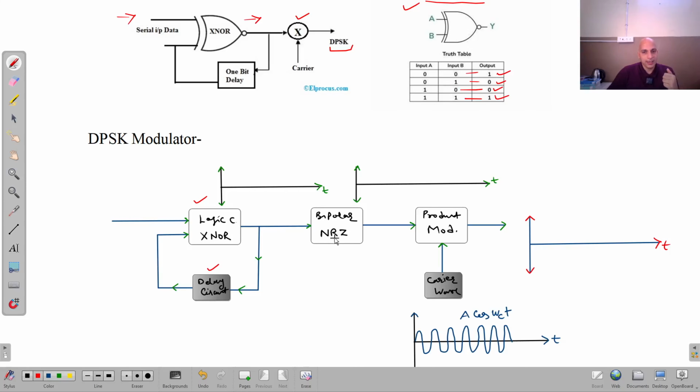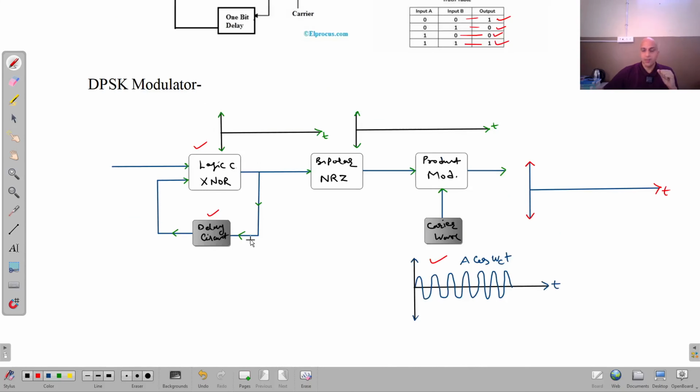Then the bipolar NRZ block's task is to convert the bit stream into bipolar NRZ format, non-return-to-zero format, and then we send it to the product modulator, and this is the high frequency carrier wave A cos(omega_c t). It is represented here. Then we will get the output. Now, in order to understand the working of this DPSK modulator, let's go to the table.